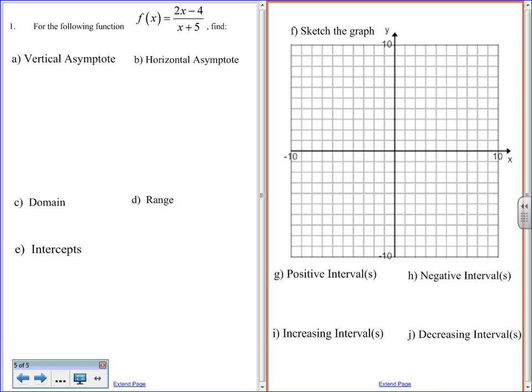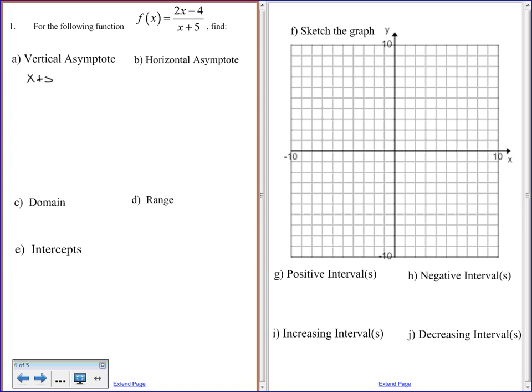Okay, so this is a typical example of a rational expression. First thing you're asked to find is the vertical asymptote. So the vertical asymptote is easily found. You just take the denominator and set it equal to 0. So x equal to -5 is the vertical asymptote. Now, the next part I'm going to do, because it's going to help me ultimately sketch the graph, and that's what I'm going to need to do to sketch the graph.